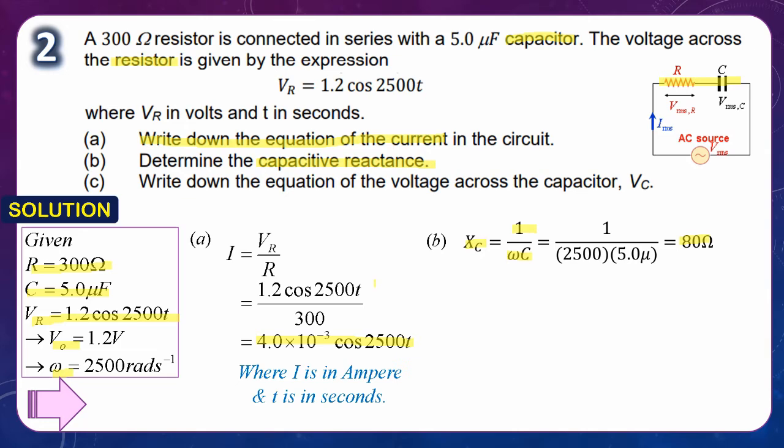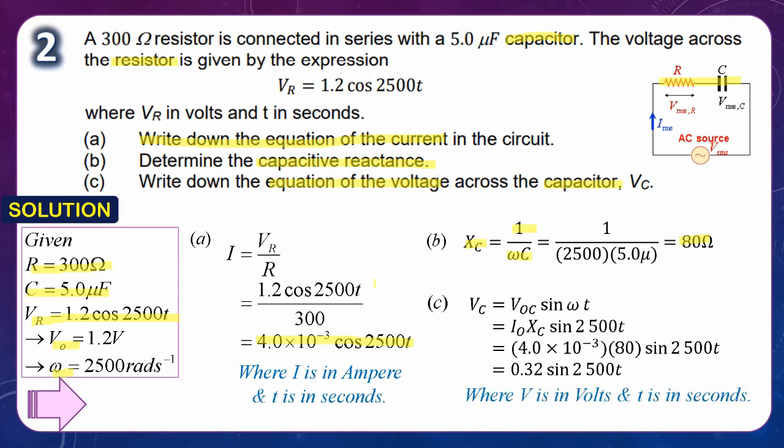And lastly, for question number 2c, we need to write down the equation of the voltage across the capacitor, which is V C. So we write down the general equation for V C, which is equal to V naught C sine omega t. We need to substitute the V naught C and omega. We can calculate V naught C, which is equal to I naught X C. Substitute the I naught and the X C that we have calculated before, and substitute the angular frequency. So we get the equation for the voltage across the capacitor, which is equal to 0.32 sine 2500 t, where V is in volt and t is in second.